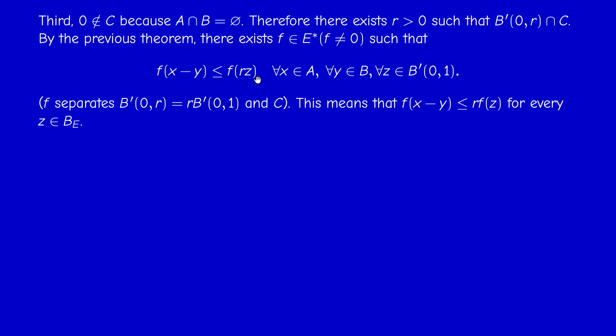So now, since f is homogeneous, I can put the r outside. So I get f of x minus y is less than r times f of z for every z in the closed unit ball, so same symbol, B prime 0, 1 and B.